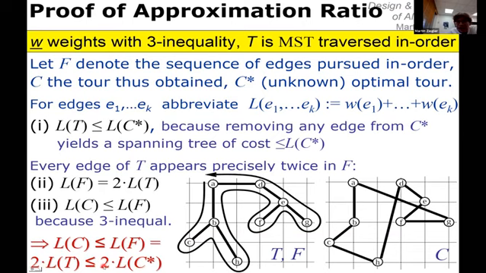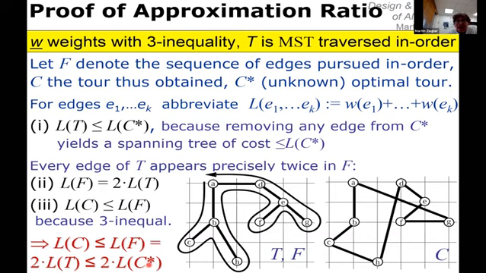And so putting all these things together, now we're really in business, right? Now we see that the cost of the cycle output by Christofides algorithm is at most twice the cost of the unknown optimal tour. And this is what we wanted to prove. The approximation ratio of Christofides algorithm is at most 2. So this concludes a recap of last lecture, the proof of the approximation ratio of Christofides algorithm.